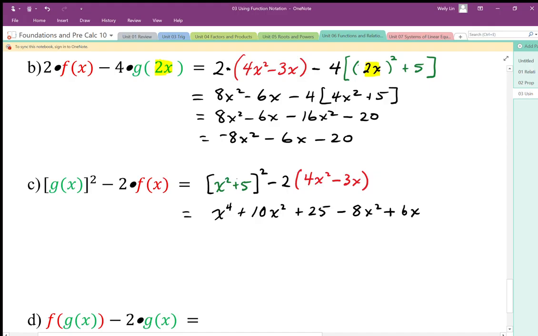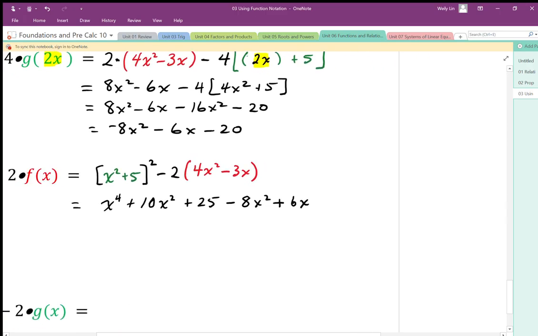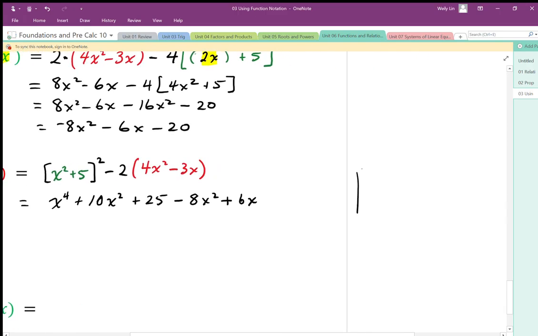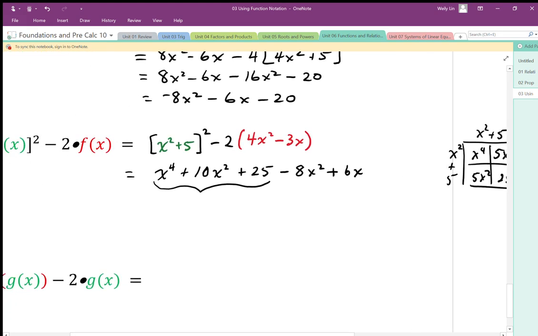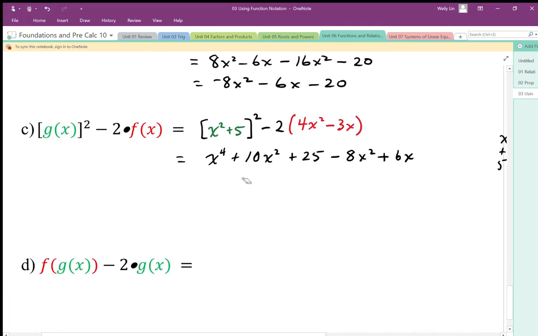Okay, so again, just a note on the side here, when we expand x squared plus 5 squared, we have to make a squared with x squared plus 5. We get x to the fourth, 5x squared, 5x squared, and 25. So that's where I got this expression from when I squared that x squared plus 5. Okay, we can't just square x squared and 5. It doesn't work that way.